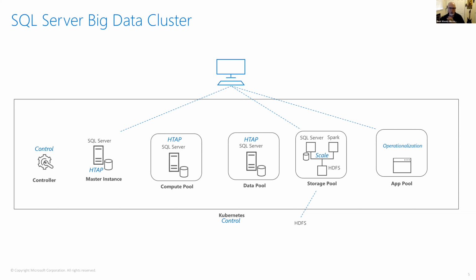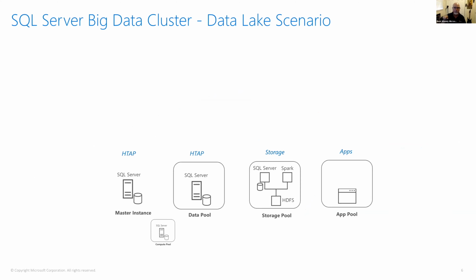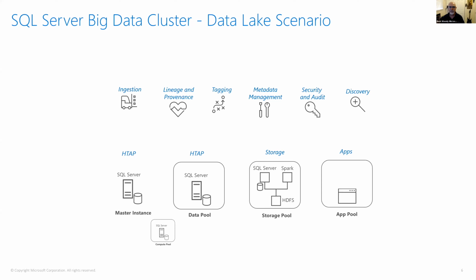Well, let's talk about using this in a data lake scenario. We talked a little bit about what a data lake was and what it needs. So there's our big data cluster, and I've minimized the compute pool because it's not germane to what we're about to talk about, but it's still there. Now remember, we need stuff to run. We need a way to ingest data. We need a way to do lineage and provenance. We need a way to do tagging. We need a way to do metadata management. We need a way to do security and audits. And we need to discover all this data.